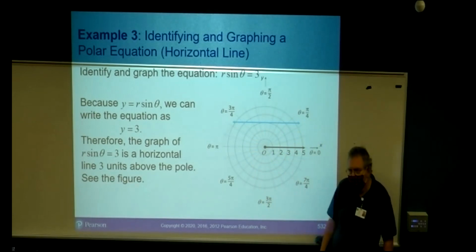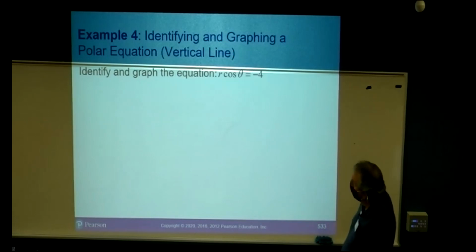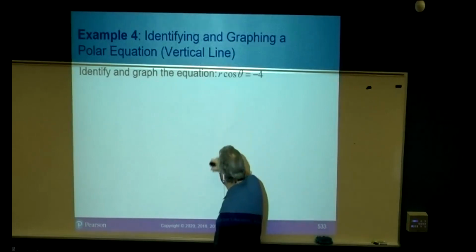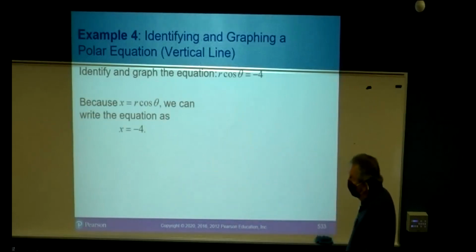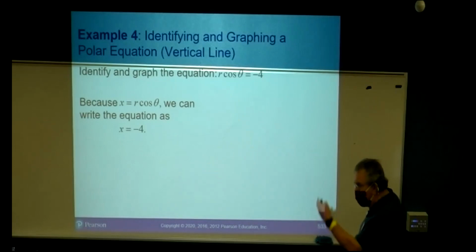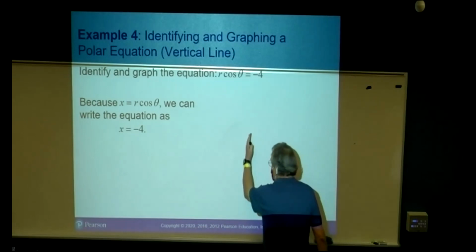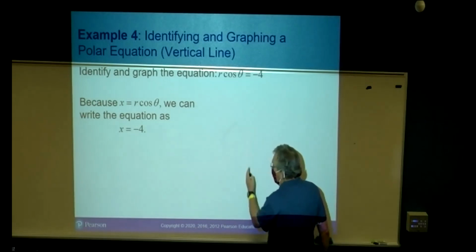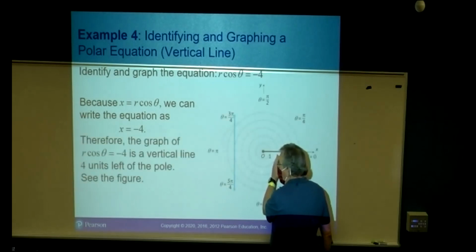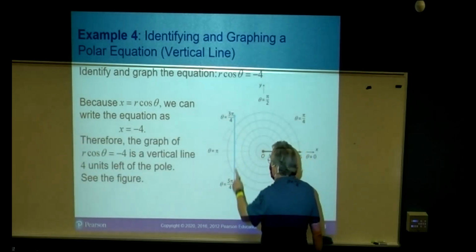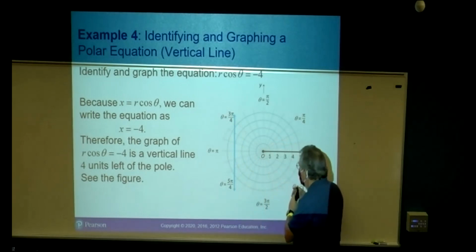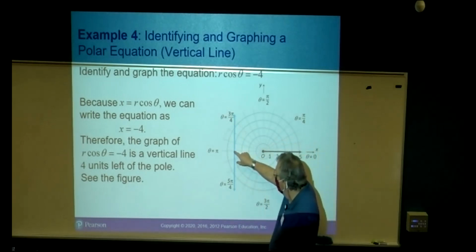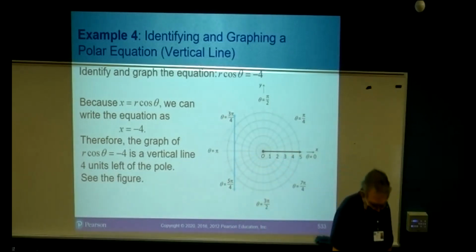So the next one is going to be r cosine theta equals negative 4. So you just replace r cosine theta with x, and so that's x equals negative 4. That's a vertical line 4 units away from the origin, or 4 units away from the pole. So it's a line that is tangent to r equals 4. Remember what tangent means in terms of lines and circles: it touches a circle at exactly 1 point.